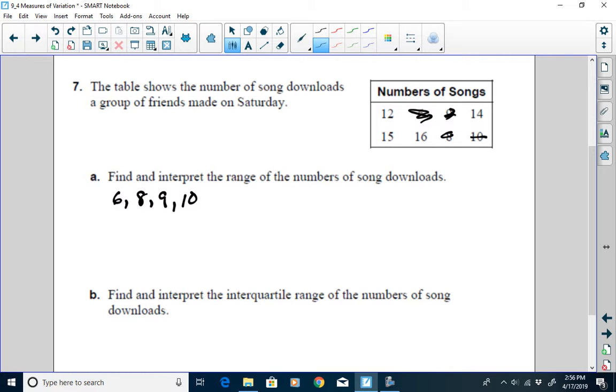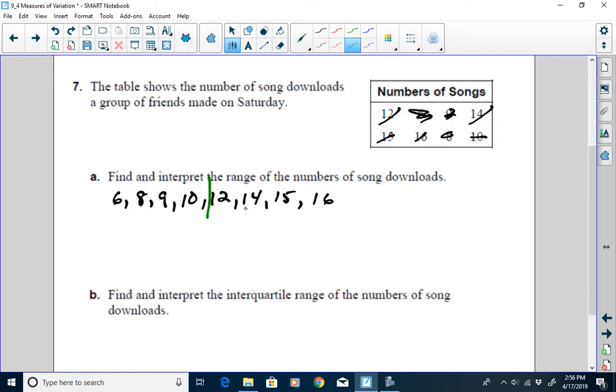Cross that out. Then we have 12. Then we have 14, 15, and 16. Double check, make sure I have 8 items. I do. Because I have an even number of data items, right? Split my data in half.